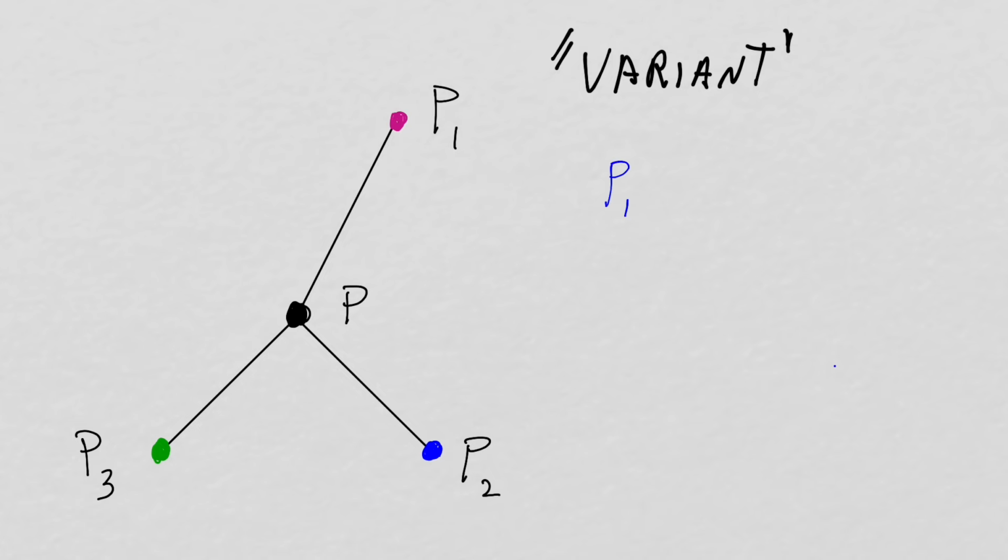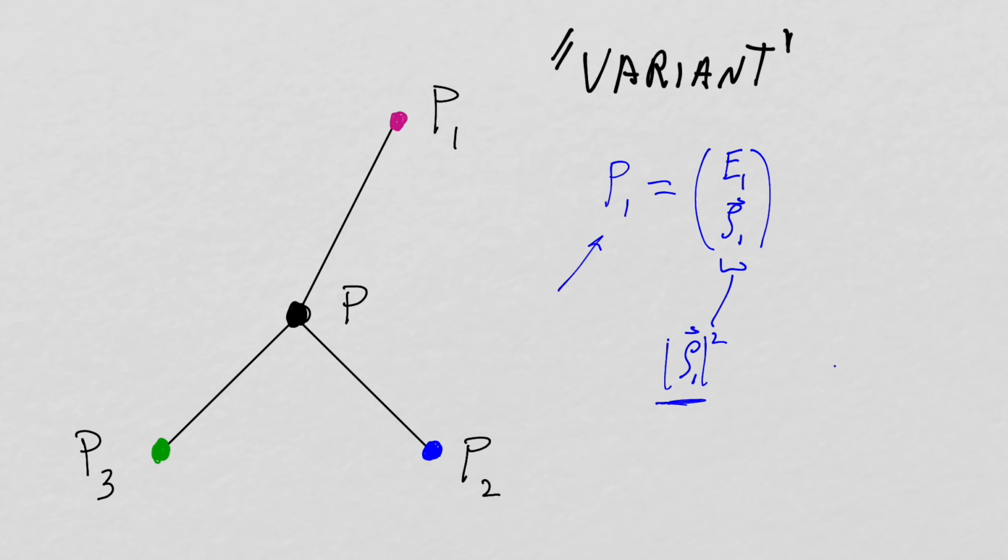Well, if I said that P1 was equal to E1 over rho 1, and then I find a way to calculate rho 1, right? Maybe the magnitude of rho 1 squared. Maybe I find a way to calculate that. That is a variant quantity because you're not calculating a 4 vector or a tensor or a scalar. You're calculating a part of a 4 vector in this case, or one component of a tensor, one component of a 4 vector. Those are always non-invariant quantities.